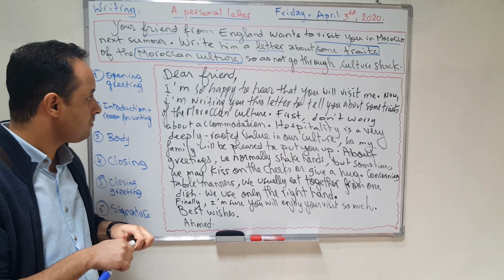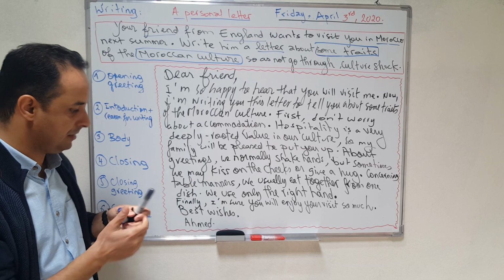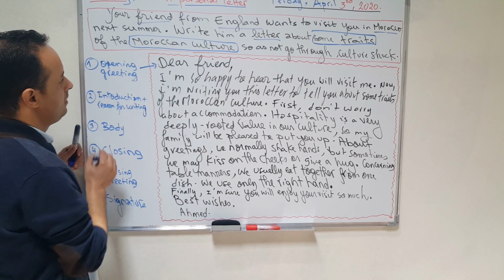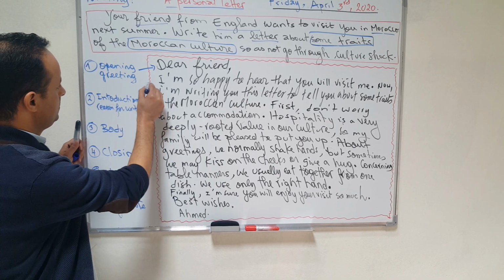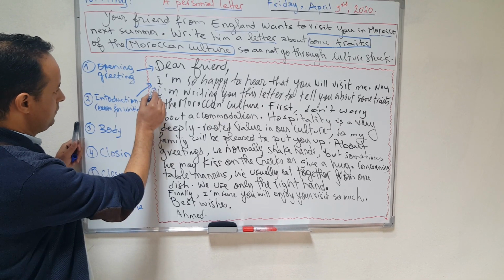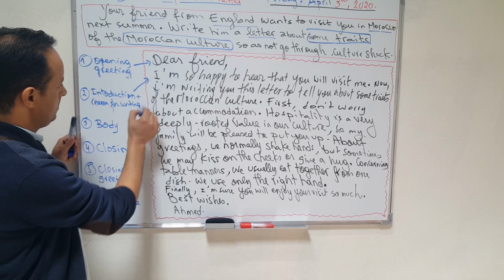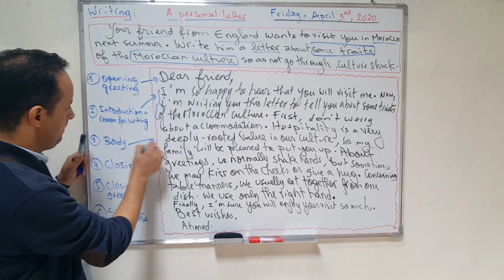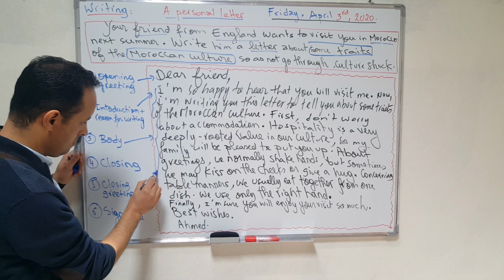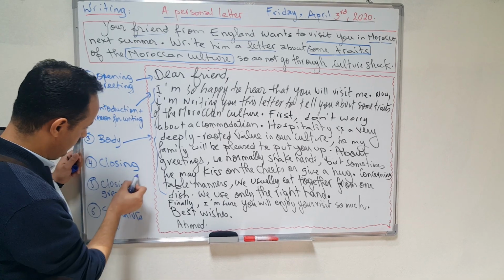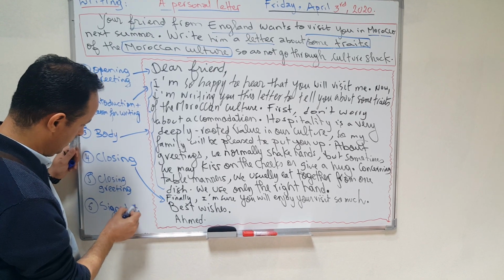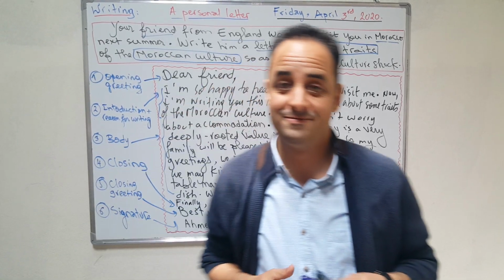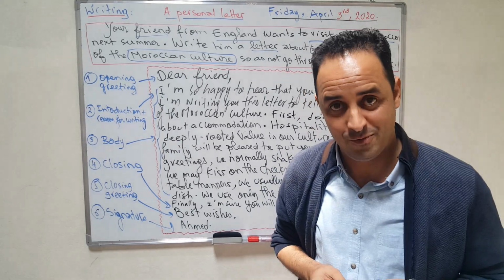Great. Now, let's help you with some labeling. We would say that this is number 1. And that's number 2. And number 3, it's from here. Oh, sorry, that's number 2, yeah. And number 4, the body. And closing. And closing greeting. And signature. So I hope I have helped you with writing a personal letter.